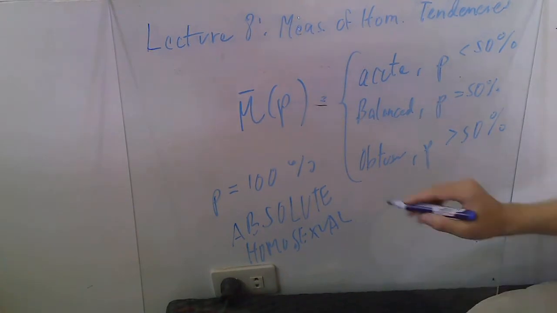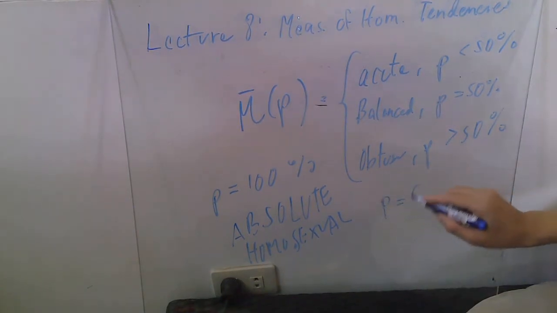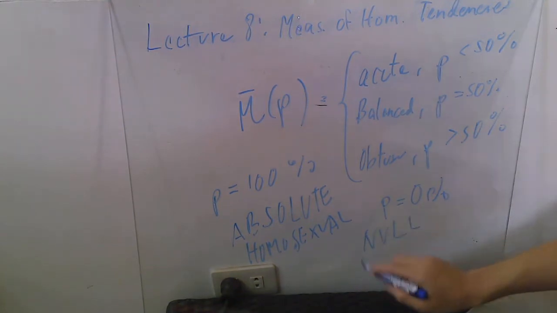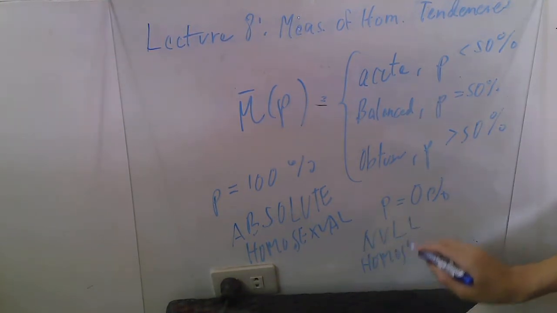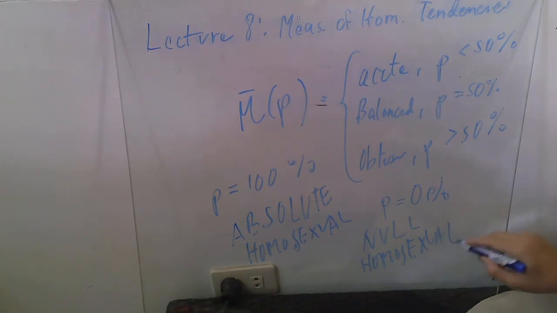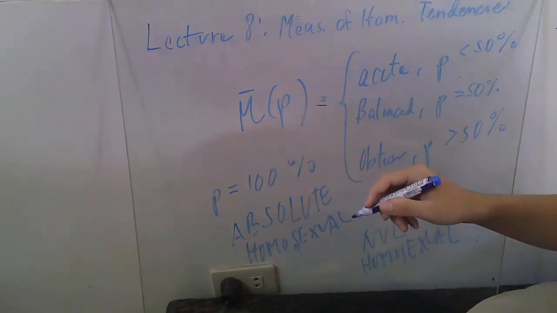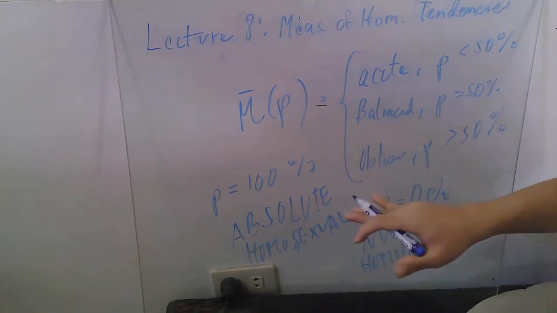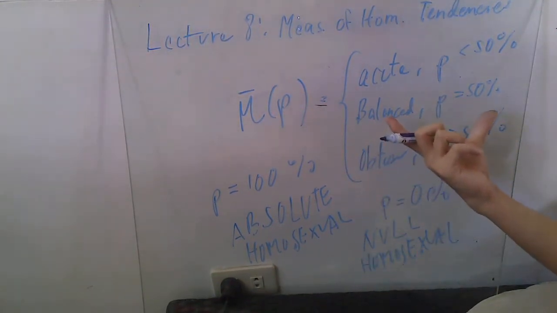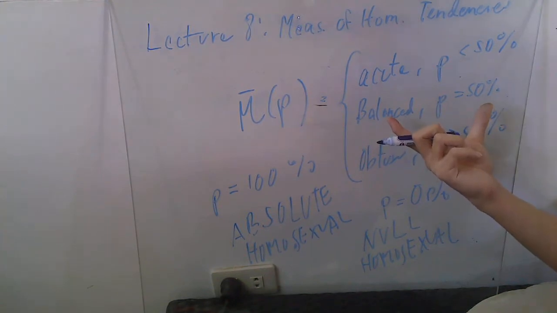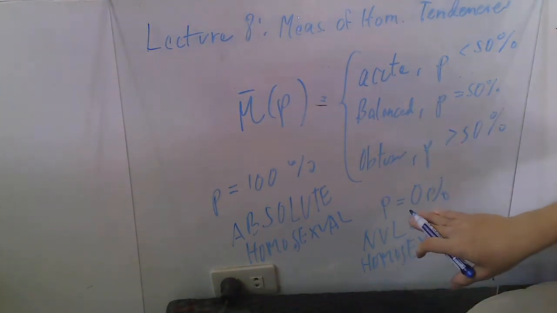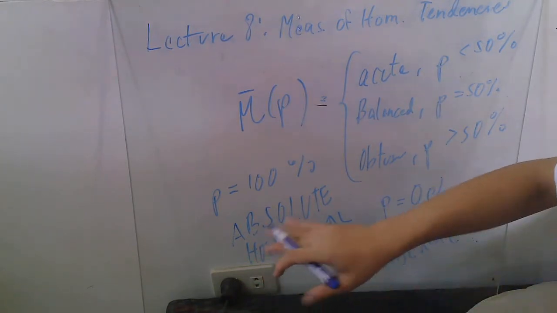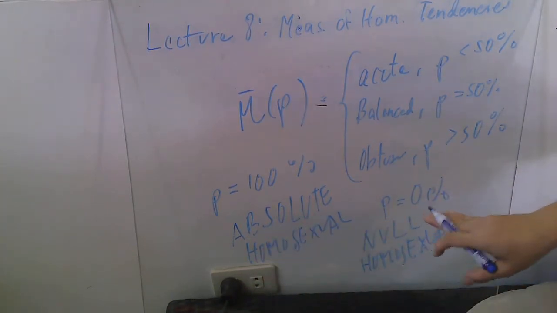Another special case is when P is equal to 0%, which is called a null homosexual. A null homosexual can be a straight person, or an asexual person. A bisexual can be described as balanced or 50% gay. A straight person has zero gay tendencies and thus is 0% gay.